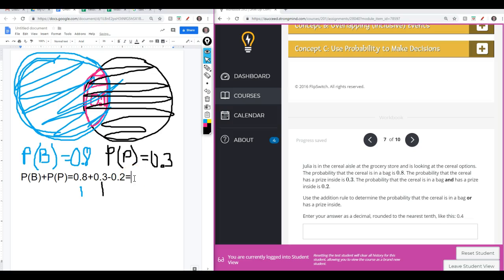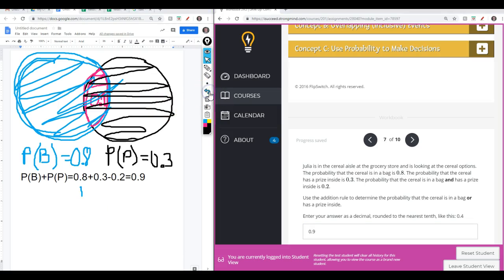So this is going to equal 0.8 plus 0.3 is 1.1. And then you subtract out that 0.2 and it comes back down to 0.9. So our answer is 0.9. And that's how you would answer this question using that subtraction rule.